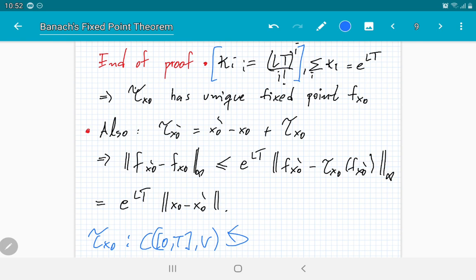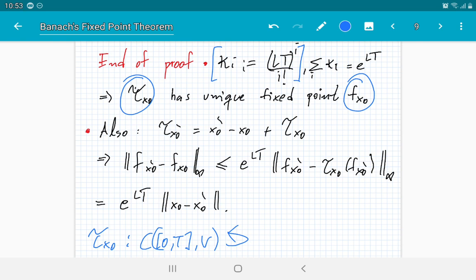So the Banach fixed point theorem tells me that if I have a mapping from a complete Banach space or complete metric space to itself, whose Lipschitz constants are summable, then it has a unique fixed point. So tau x naught has a unique fixed point f of x naught. And as we noticed, this f of x naught then has to be the unique solution to that problem P, to the Cauchy problem. Okay?